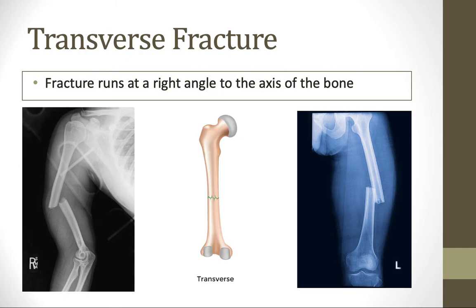A transverse fracture runs at a right angle to the axis of the bone. In the left picture, you can see there's a fractured humerus, and in the right picture, you can see a fractured femur.